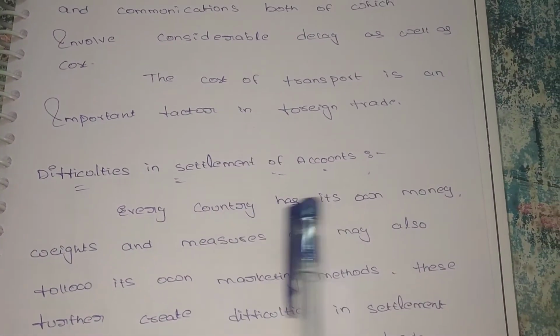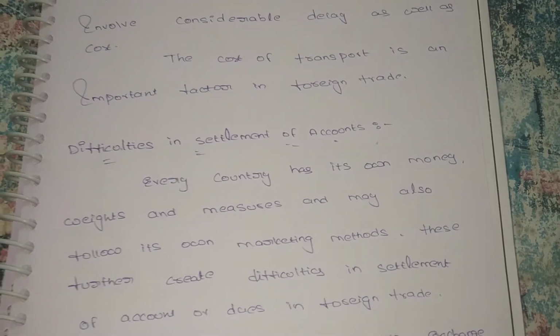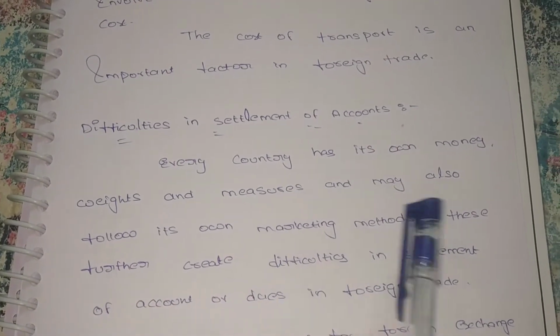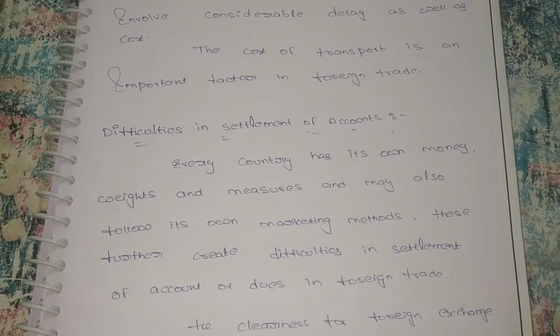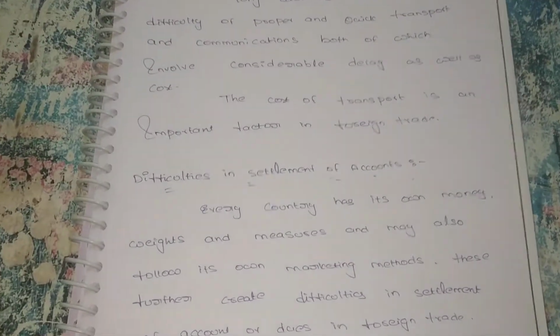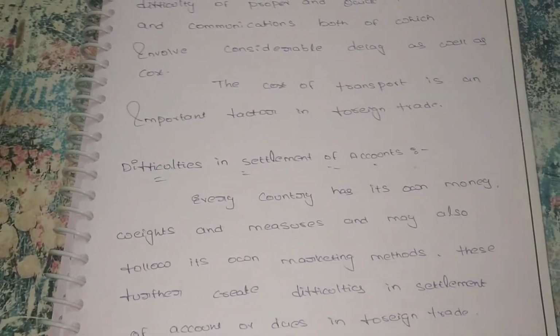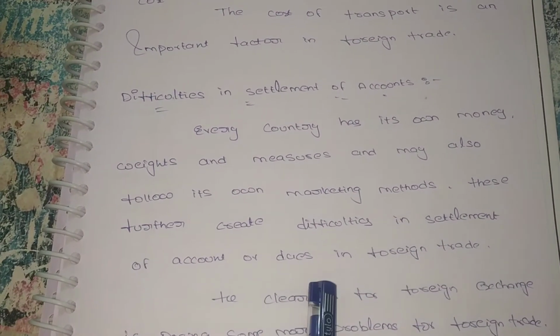Next, difficulties in settlement of accounts. Every country has its own money, weights and measures, and may also follow its own marketing methods. Every country has its own methods for calculating what is gross domestic product and what is net domestic product. While calculating this, each country has its own measures. These further create difficulties in settlement and account of dues in foreign trade.